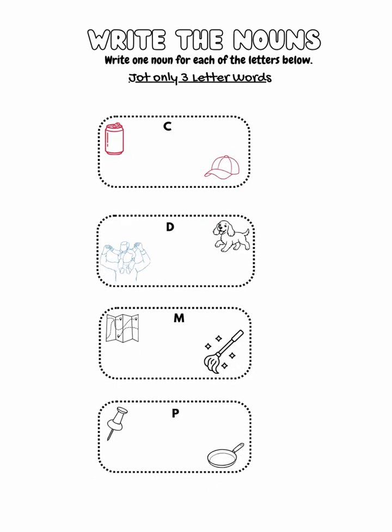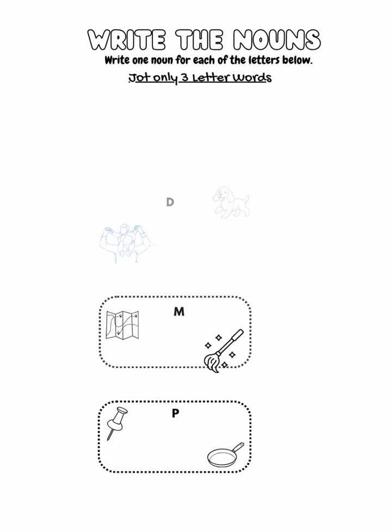Connect phonics CVC words with grammar. Have students jot down 3-letter words starting with the letters provided. Guide them toward common nouns they already know, like cat, dog, man, sun, and pot. This builds confidence in both spelling and noun identification.